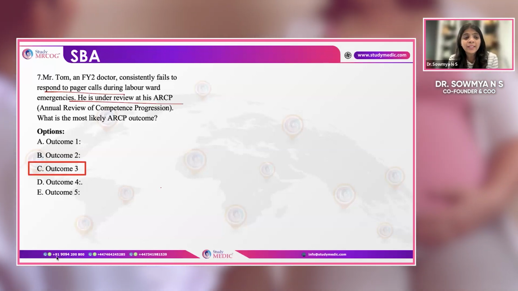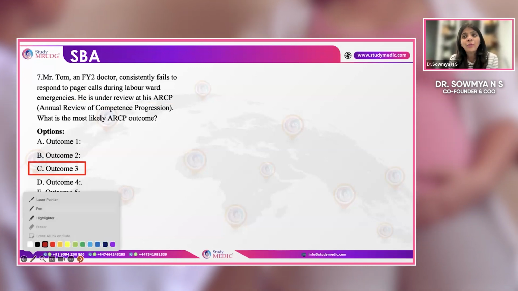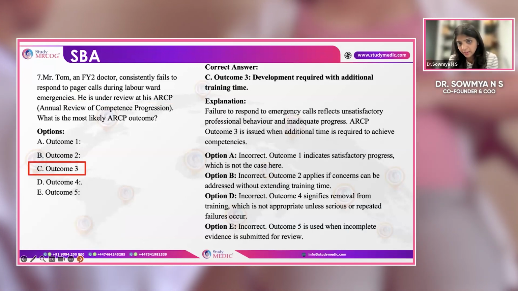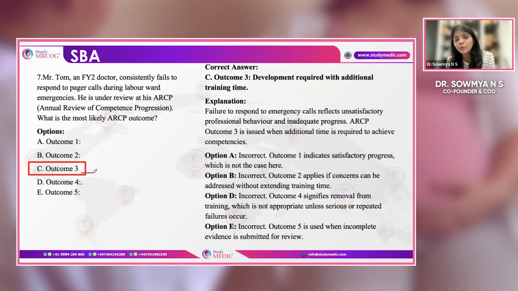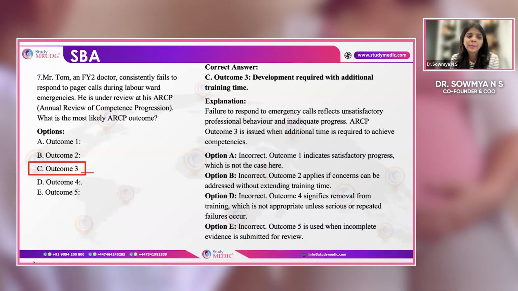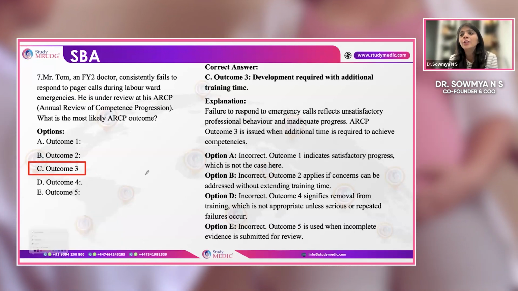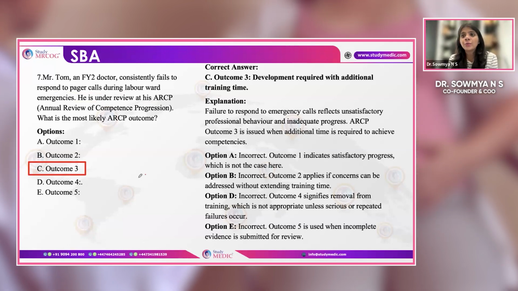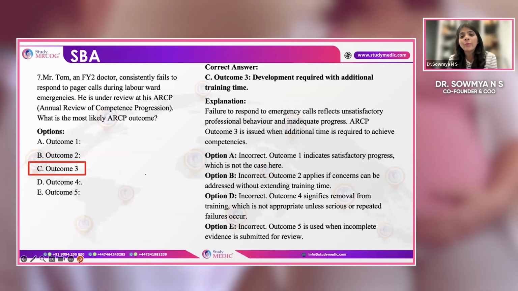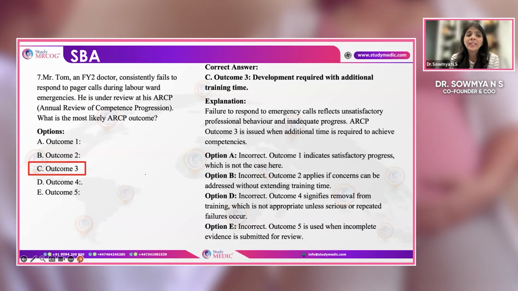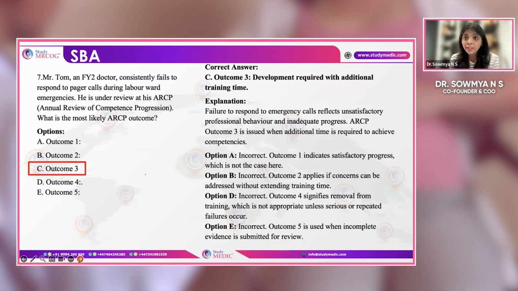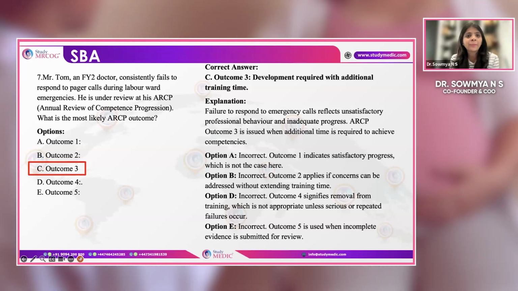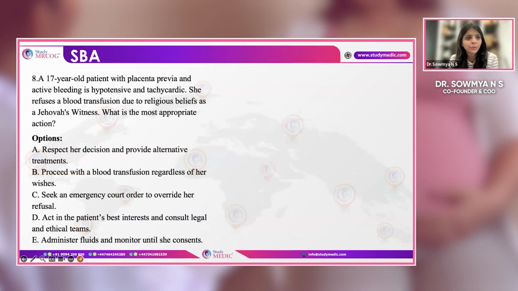Please remember, anything which is recurrent will always come under outcome 3 for a lot of things. I'll also show a slide about this. Outcome 3 ARCP is something which you will get when you are failing to operate fully, especially when there are recurrent incidences. That is the reason you need to go ahead, where it means that you will need additional time. Probably there's a training difficulty, probably this is bullying in training. That's all different. But what is the outcome? You'll be asked as outcome 3. Don't worry, I have a complete slide on different outcomes.